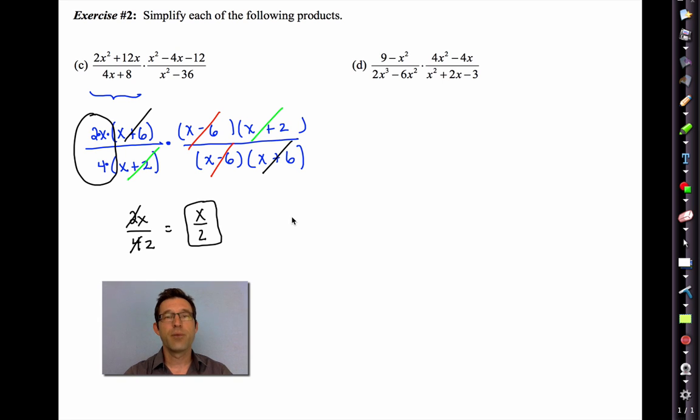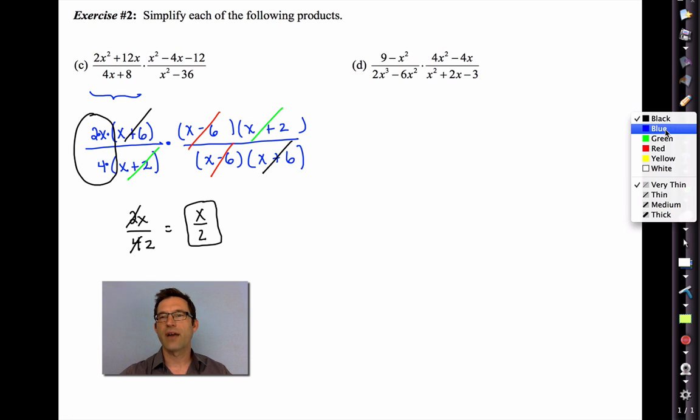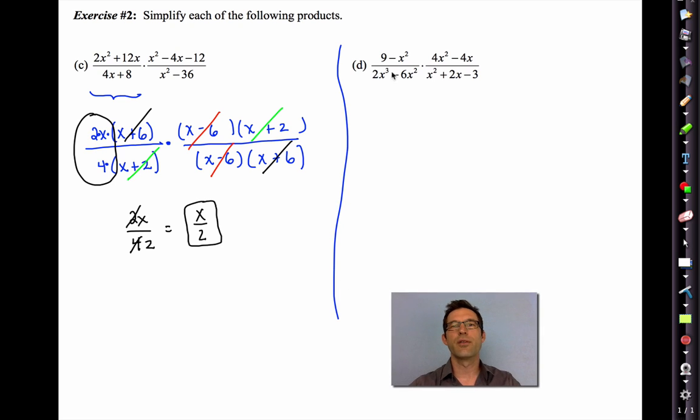All right, pause the video now, and you take a try at letter D. It's definitely a little bit more complicated than the one we just did, but just barely. Just watch yourself. All right, let's go through letter D. Again, we're going to look to factor all over the place. So in the first fraction's numerator, we have the difference of perfect squares, 3 minus x times 3 plus x, not x minus 3 times x plus 3.